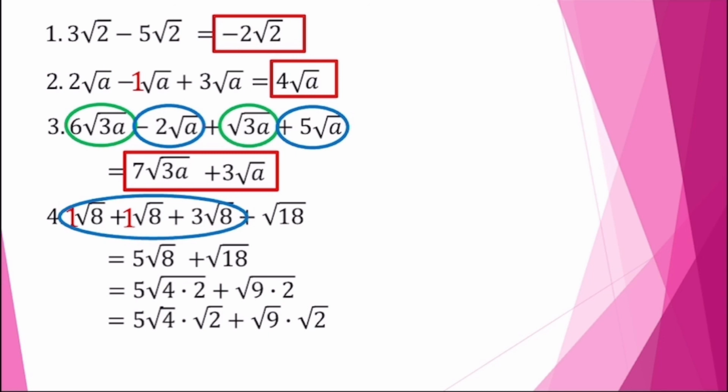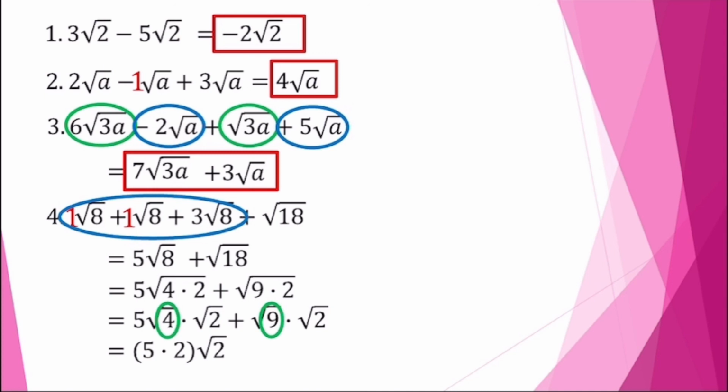Since square root of 4 is a perfect square, we can remove 4 from the radical sign. It will become 2. And we can also remove 9 from the radical sign. It will become 3, a whole number. So again, for our 5 and square root of 4, it will become 5 times 2. Where did we get 2? That is the square root of 4.